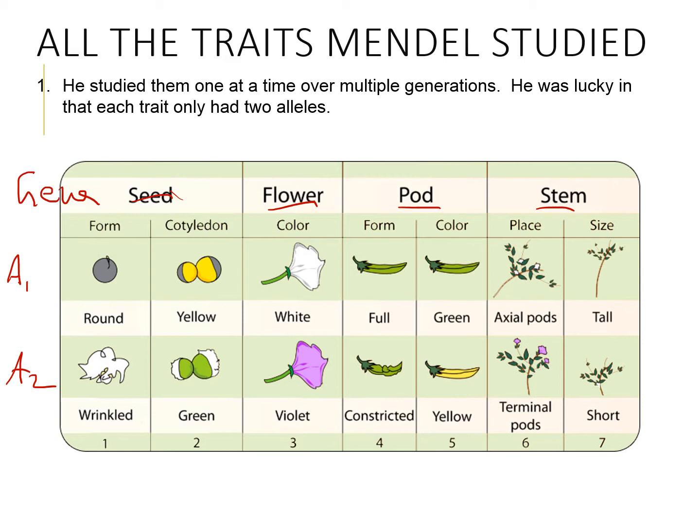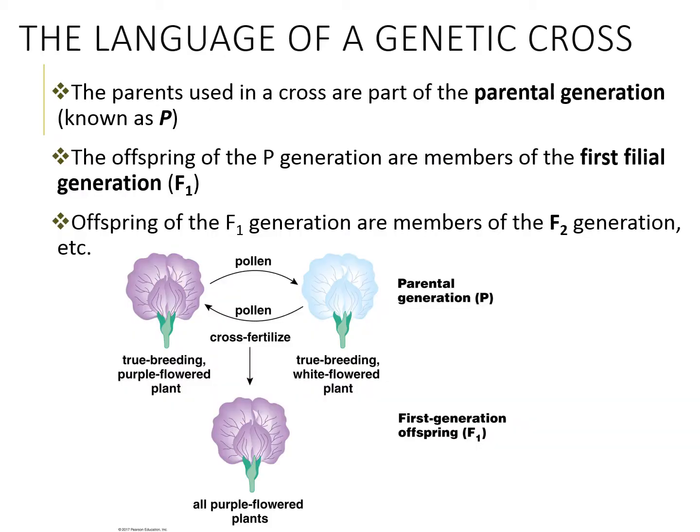Some genes have hundreds of alleles. So the language of a genetic cross, this is what he essentially did with every trait that he studied. The parents used in a cross are part of the parental generation, so we call that the P generation. The offspring of the parent generation are members of the first filial generation, or F sub 1. So parents have offspring, the offspring are called the F1 generation. The offspring of the F1 generation are members of the F2 generation, etc.